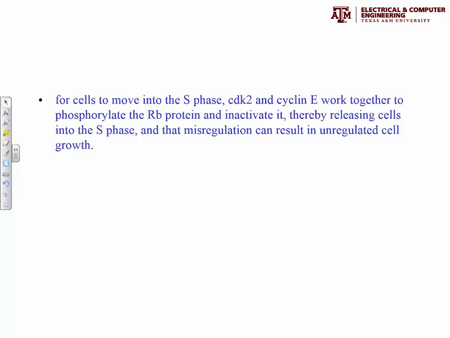So, in words, whatever I showed you in the previous figure would translate to this: for cells to move into the S phase. Again, S is DNA replication, you guys know that. Cyclin-dependent kinase 2 and cyclin E work together to phosphorylate the retinoblastoma protein and inactivate it, thereby releasing cells into the S phase, the DNA synthesis phase, and that misregulation can result in unregulated cell growth. If you mess up something in this pathway diagram, you'll probably get uncontrolled cell proliferation. Or, before DNA damage has been repaired, the cell is going to multiply.